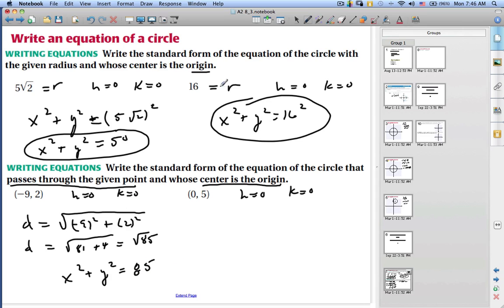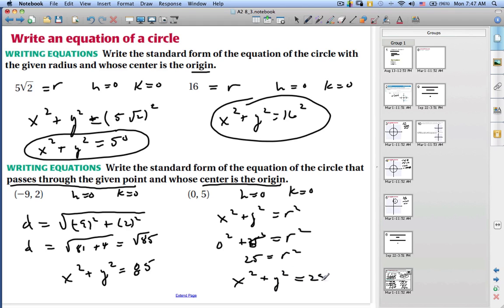Equally, I could use the equation, right? x squared plus y squared equals r squared when my center is the origin. So I know that 0 squared plus 25 squared, or 5 squared, equals r squared, so 25 is equal to r squared. If I write my equation, x squared plus y squared equals 25.